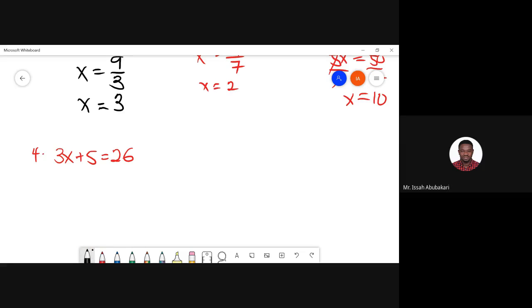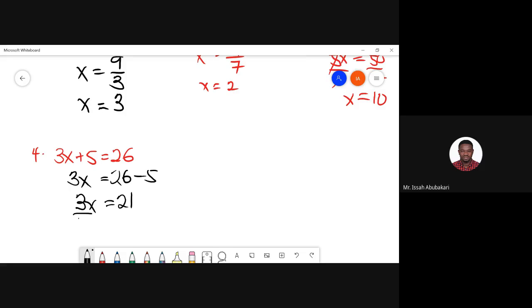And how do we solve this? The same way. We group like terms. All the numbers with the variable on the left side, all the numbers without variable on the right side. So let's write 3x is equal to 26 minus 5. Minus 5 because 5 is on the left. We will send it to the right and the sign changes from positive to negative. 3x is equal to 21.